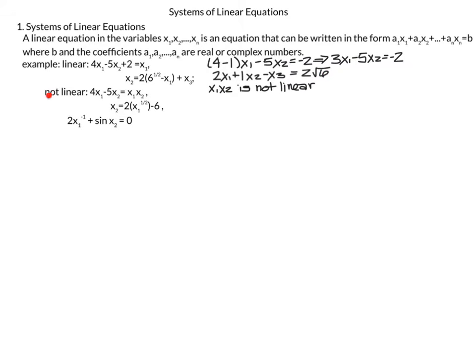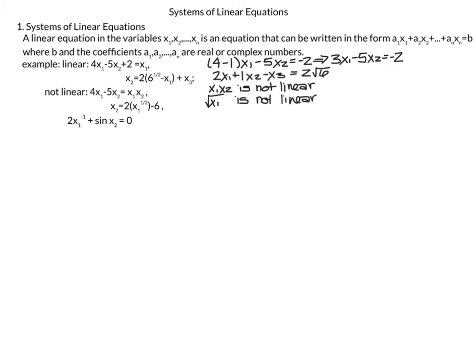These are examples of equations that are not linear. We have 4x1 minus 5x2 equals x1 x2. So this x1 times x2 is not linear. Here we do not allow for variables to be multiplied by each other. Our next non-linear equation is x2 equals 2 times x1 to the 1/2 minus 6.